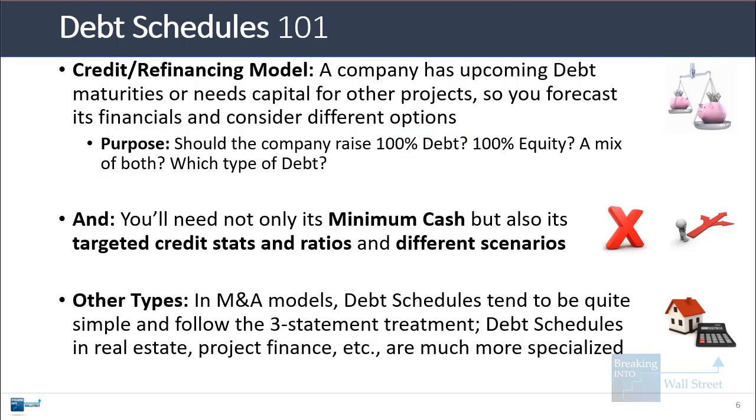There are other types of debt schedules. For example, on M&A models, debt schedules tend to be quite simple and they follow the three-statement treatment for the most part, where you have maybe just one tranche, maybe two tranches of debt, and it's very simple. You have maybe some low fixed repayment each year and a single interest rate. You also have debt schedules in other types of financial models, such as ones for real estate and project finance and infrastructure, but these are much more specialized and we don't really have time to get into them here, or this would be a 2-hour long video. So that's the short version of debt schedules and what each different type tries to accomplish.